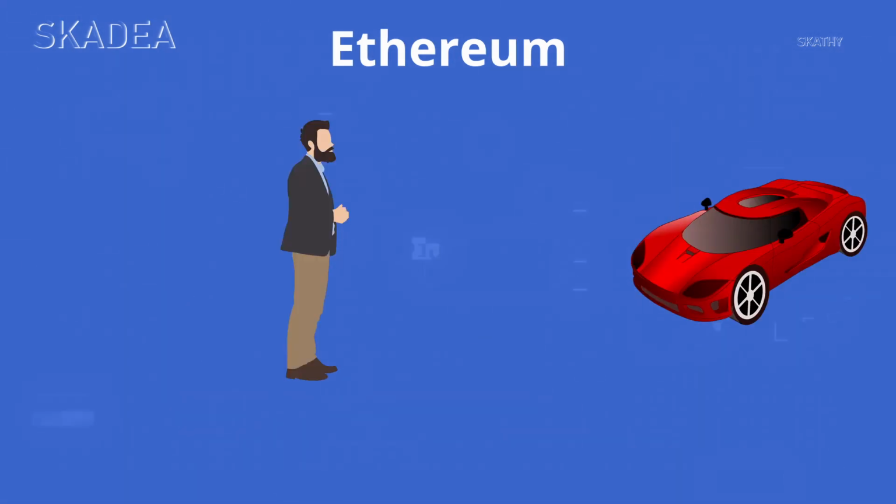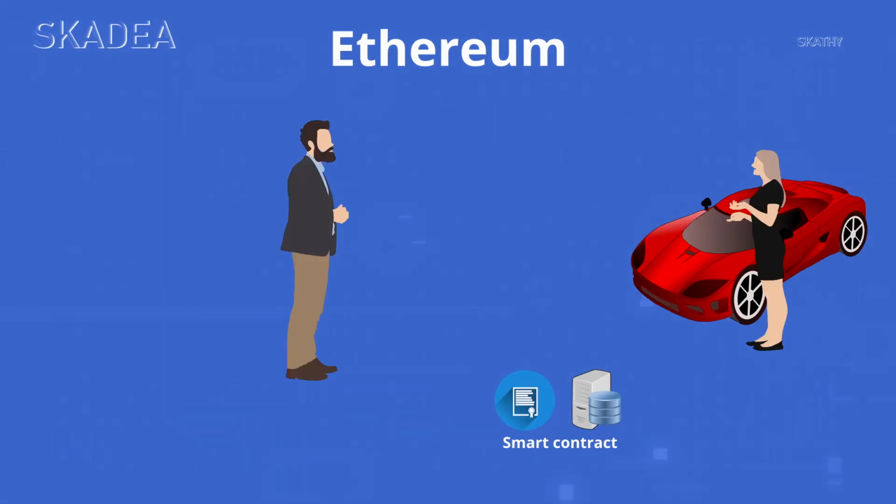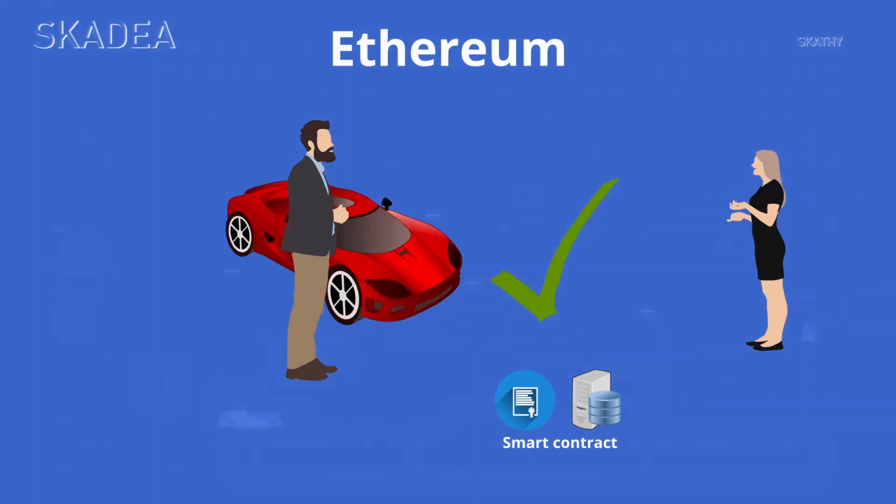Bob wants to buy a car from Alice. In this smart contract, they agree on certain conditions, such as the price, the place of delivery, or the payment terms. When all these conditions are met, the ownership is transferred from Alice to Bob. Since the contract is transparently on the blockchain, no one can claim that the contract was changed by the counterparty after it was made.